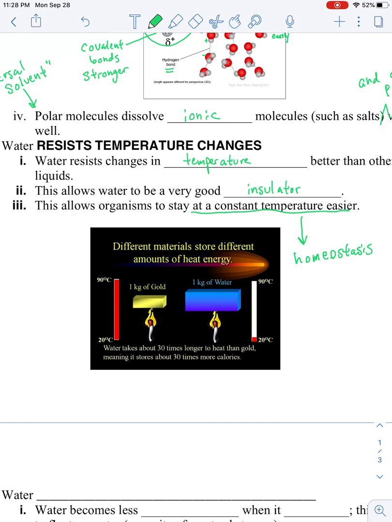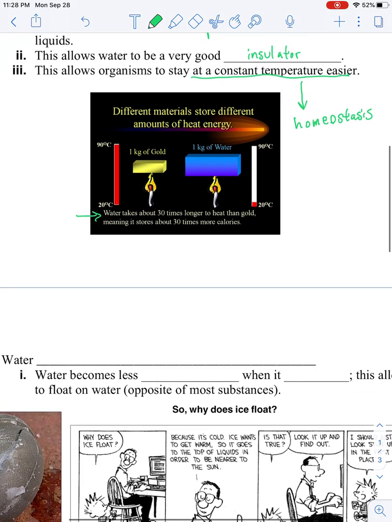If you were made of gold, gold changes temperatures much easier than water. It takes water about 30 times longer to heat than gold. And so if you were made of gold and you went outside and it was 85 degrees, your body temperature would fluctuate very rapidly, and that would be very bad for cells. You know, aside from the philosophical idea of could you be made of gold, but we're just pretending. Being made of water allows you to resist changes in temperature with swings in the environment, which happen, allowing your body to maintain a constant temperature and stability.